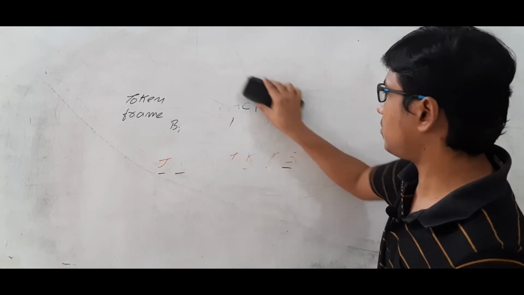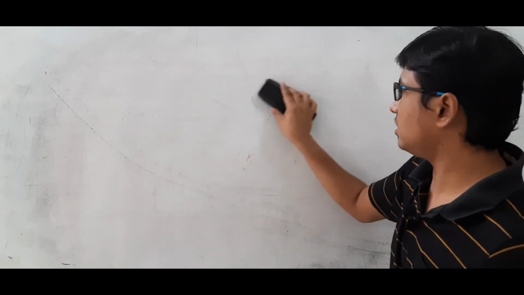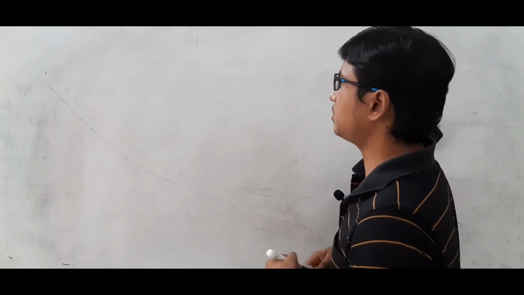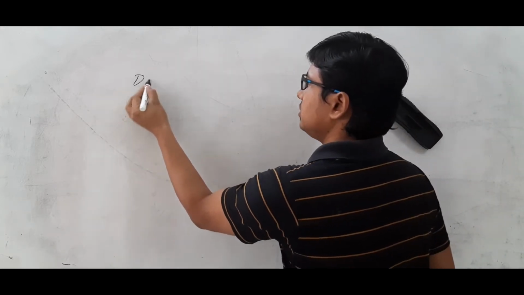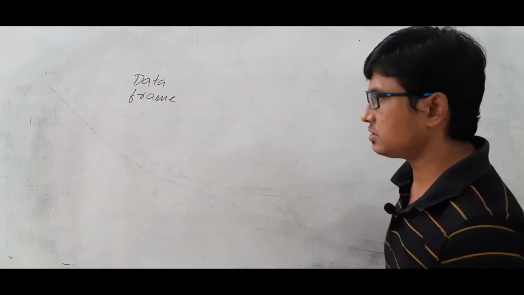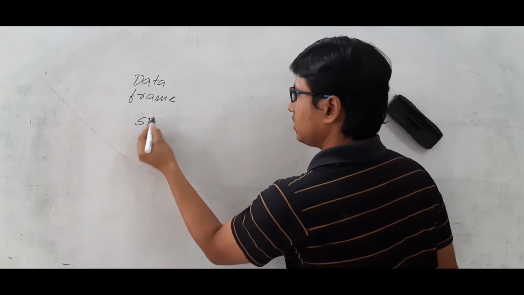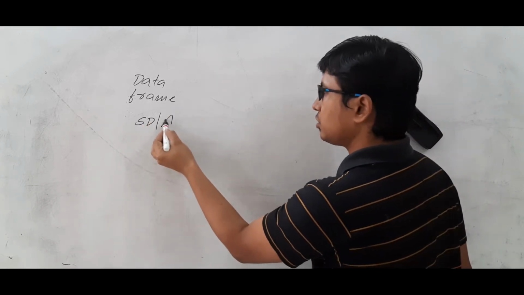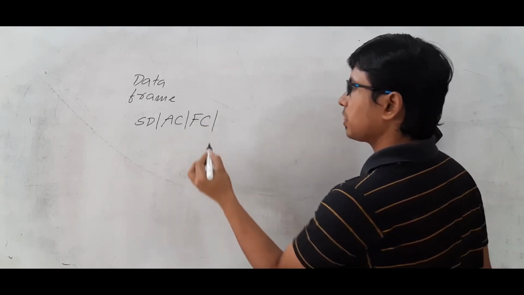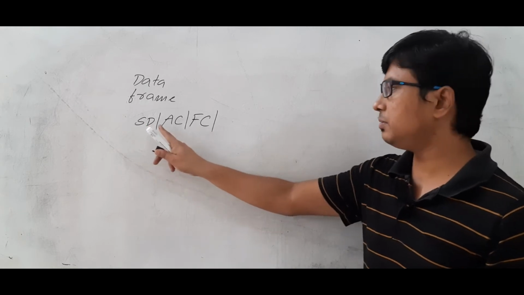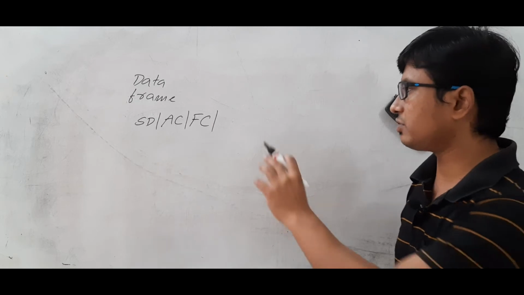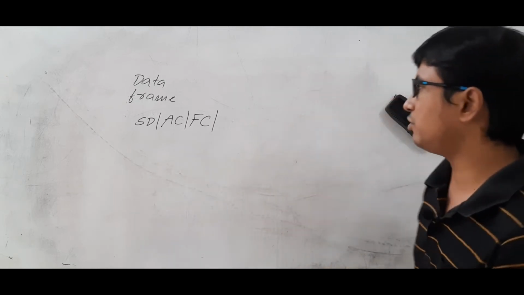Now let me discuss the frame format for the data frame. The data frame also consists of start delimiter. You will have access control. We will have the frame control. SD is start delimiter, AC is for access control, FC is for frame control. I request everyone to please note down all these full forms.